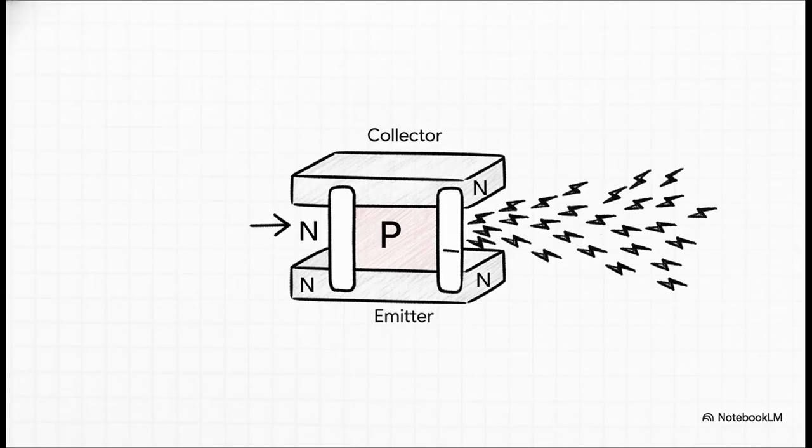And to make this happen, we do the complete opposite of what we did for cutoff. We apply a positive voltage to the base, which gets a nice, large base current flowing. This forward biases both of those junctions, throwing both internal gates wide open. The resistance plummets to nearly zero, and the transistor is now fully on.